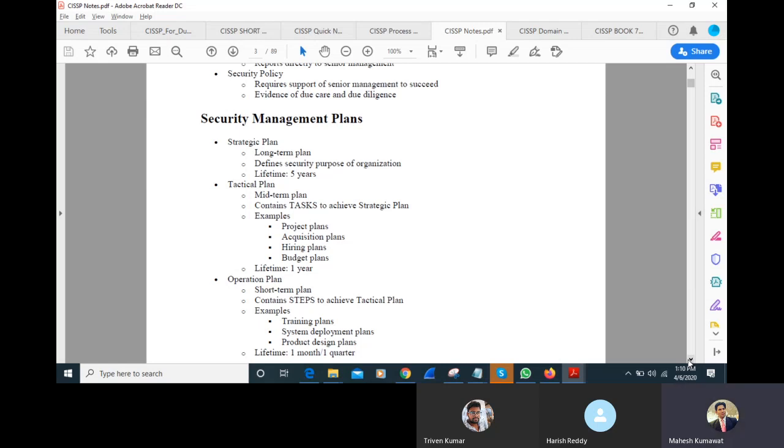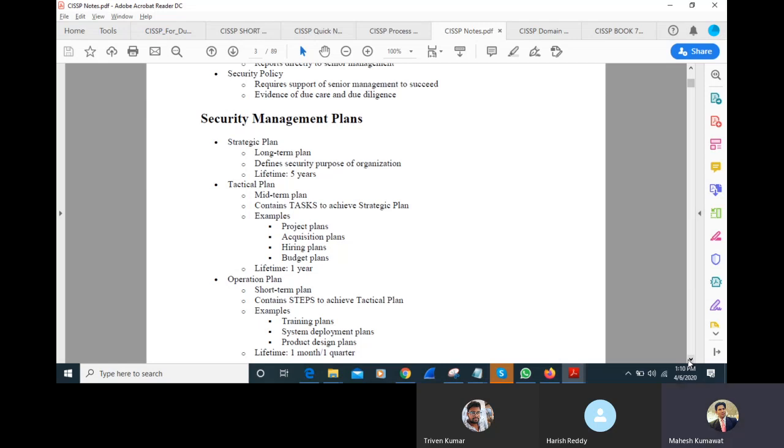We have project plans, acquisition plans, hiring plans, and budget plans. What is the budget for IT? What number of people do we need to hire in the company for IT? How can acquisitions of different companies and mergers happen, and how can IT security work within 1 year? What type of project plans are you going to create? These are the tactical plans you create for companies for 1 year.